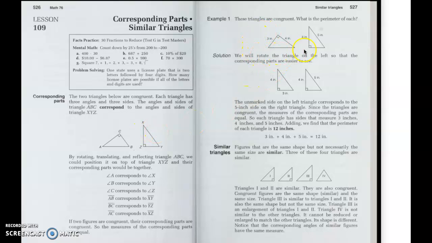So if you look at example 1, it says these triangles are congruent. What is the perimeter of each? We know that the perimeter is the measurement all around an object. Here, in this first triangle, the legs are 3 and 4 inches, but in this triangle, we have the leg is 4 inches and the hypotenuse is 5 inches. We know that these triangles are congruent, so we can assume that this hypotenuse on this triangle is 5. If you add up each of the sides, 3 plus 4 is 7, plus 5 is 12. You could also conversely say this is 4 inches and this is 3 inches. So 4 plus 3 is 7, 7 plus 5 is 12 inches.